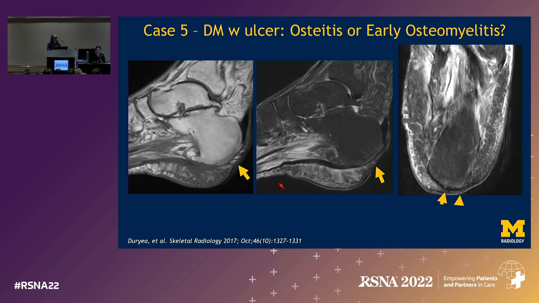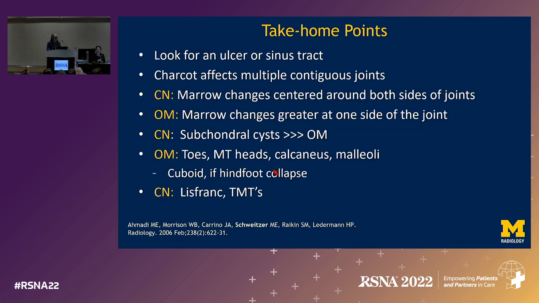So I think in a lot of these cases, especially when there's a conundrum or indecision or lack of hard evidence to show that there's osteomyelitis, it's important to talk to the team to see how they think the patient is doing clinically, because you would certainly want to avoid an amputation in someone who doesn't need it. So in summary, we want to look for an ulcer or a sinus tract in infected patients.